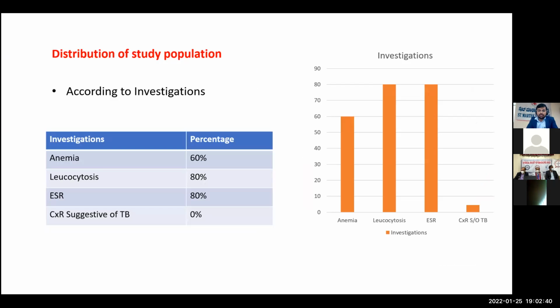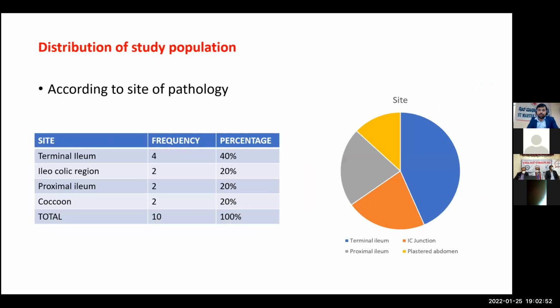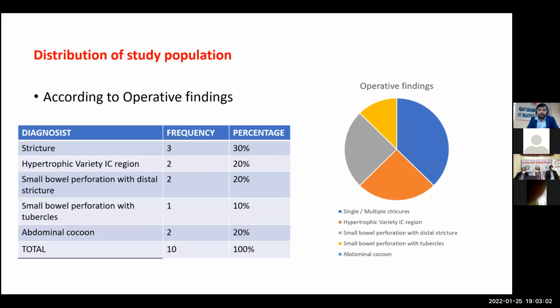On investigations, around 60% of our patients were found to be anemic, 80% had leukocytosis, ESR was raised in around 80% of our patients, and none of the patients' chest X-rays suggested TB. Looking at the site of pathology intra-op, in around 40% of the patients the terminal ileum was involved, followed by the AC region in 2 patients, proximal ileum in another 2 patients, and 2 patients had cocoon. Among the intra-op findings, stricture was most common and was seen in 30% of our patients. The hypertrophic variety in the AC region was seen in 2 patients, perforation in 2, cocooning in 2 patients, and only 1 patient presented with perforation with only tubercles.